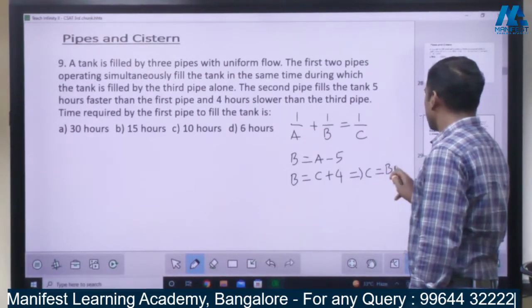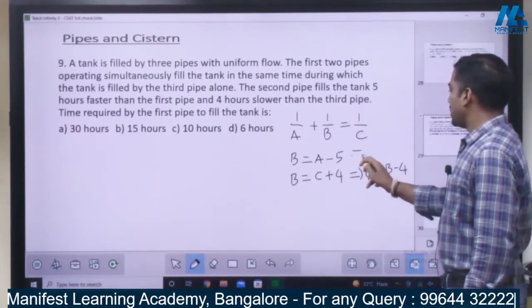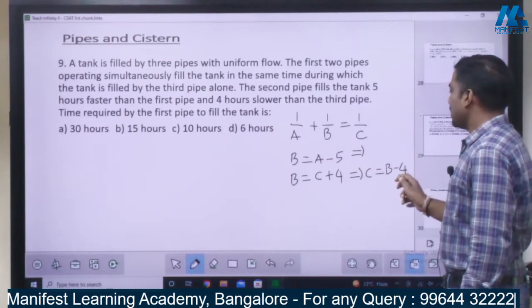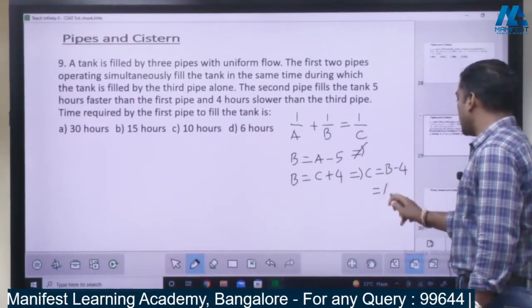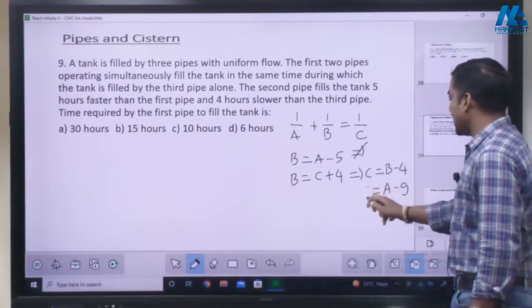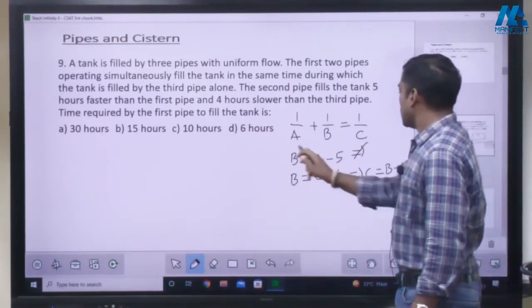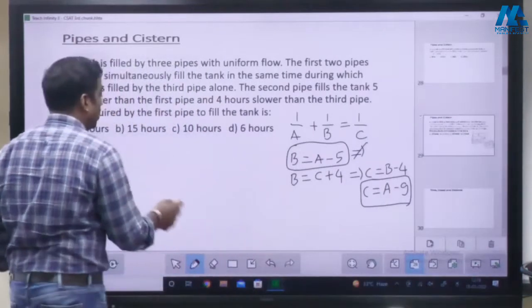B minus 4. B has to be written as, so okay, B is nothing but A minus 5, so it will become A minus 9. So C is A minus 9. B is A minus 5. So substitute. So it will become what?